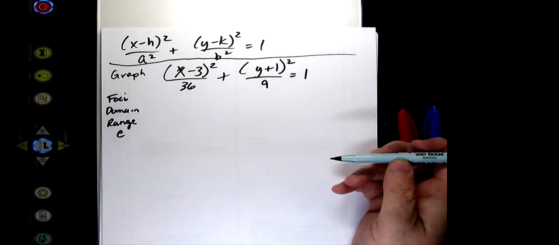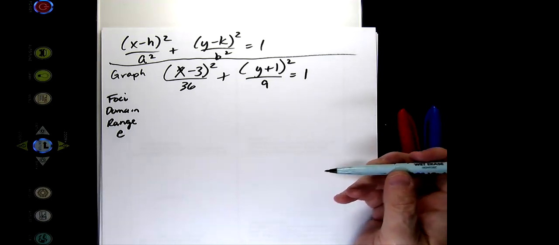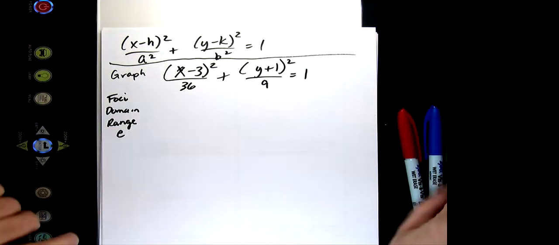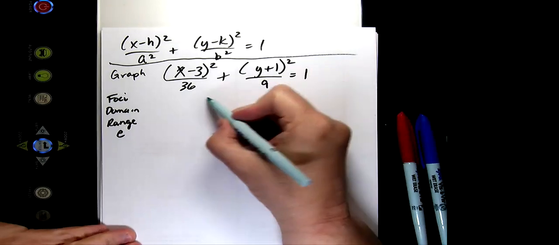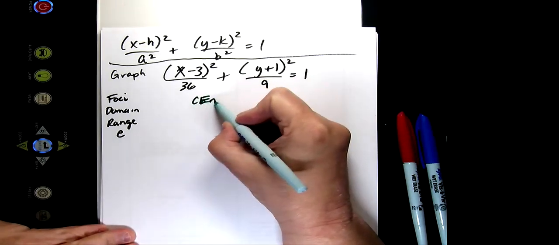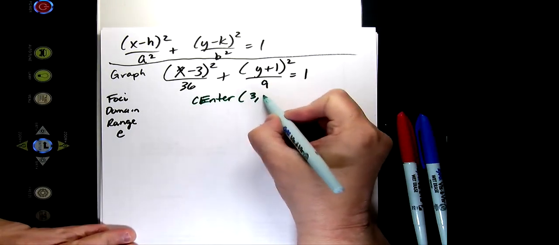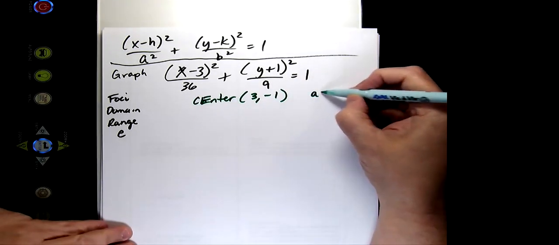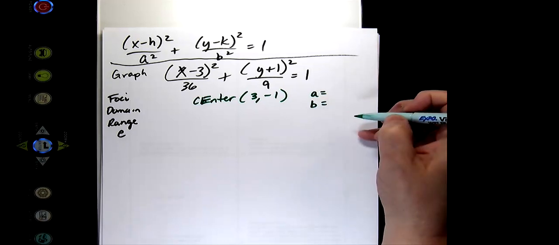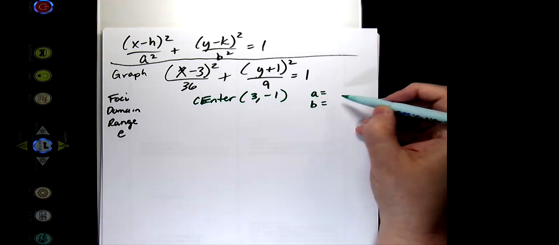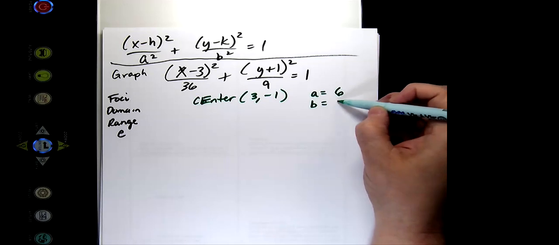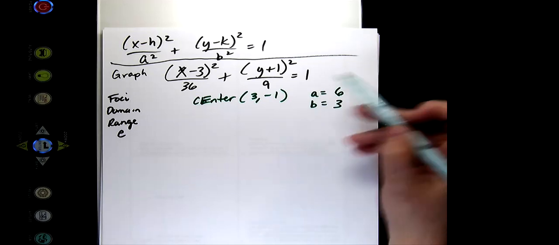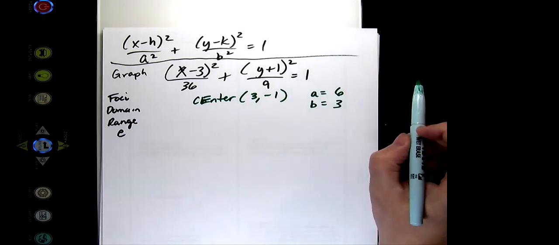So where is the center of my ellipse? The center of the ellipse is at 3, -1. That's something we need to know, right? What are a and b? a is 6, and b is 3. Does everyone see that? Just take the square root of 36 and the square root of 9.